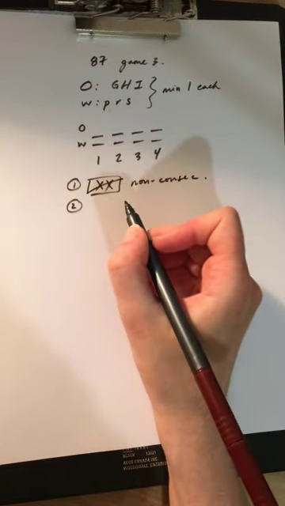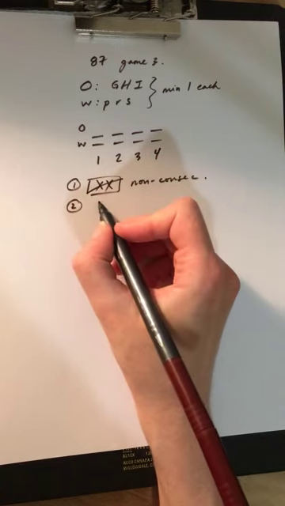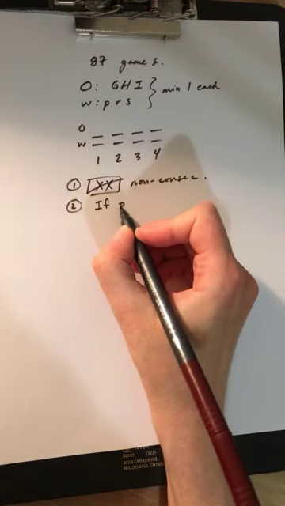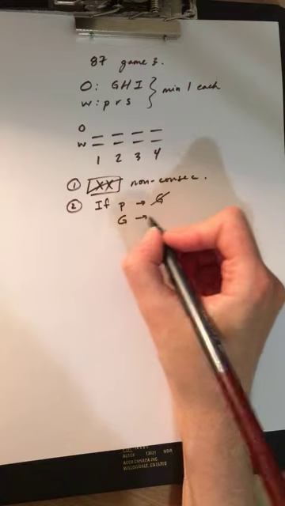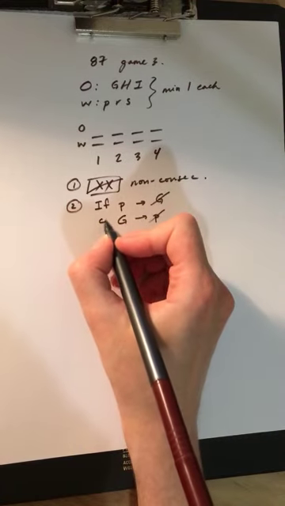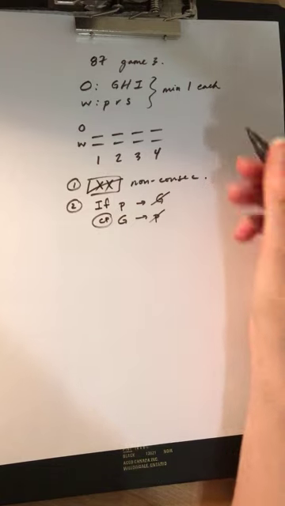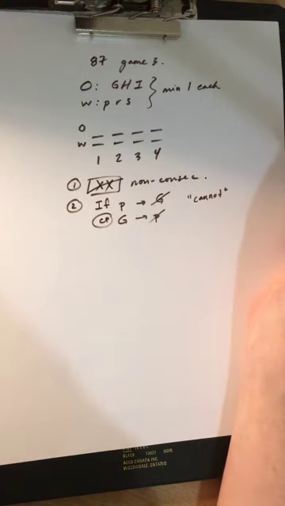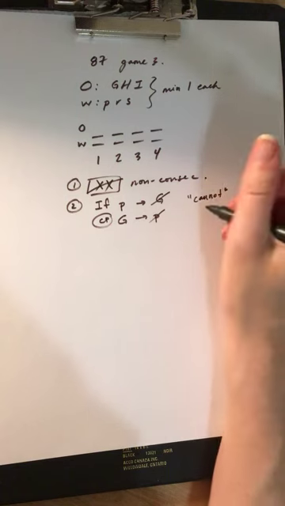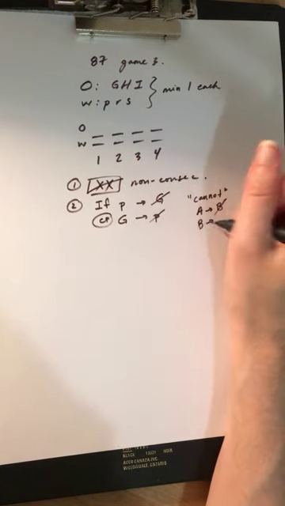Rule 2, gold cannot be shown in any week in which ping is shown. So if P, then not G. If G, then not P. The word cannot would be a key word there, and that indicates that we are going to negate the necessary condition.